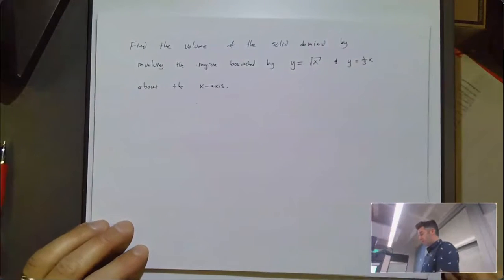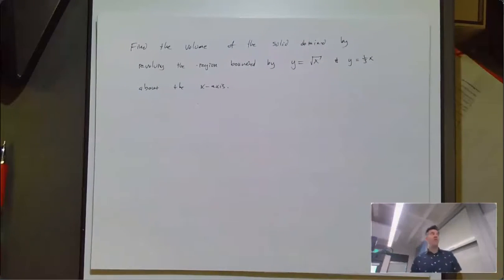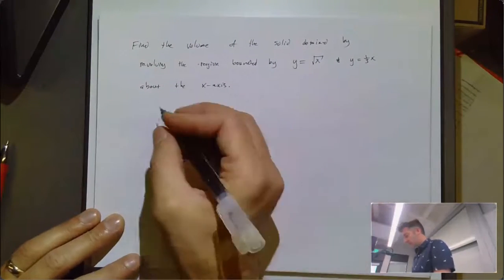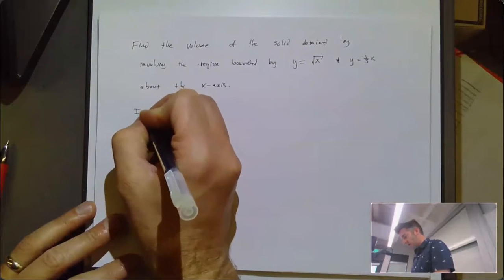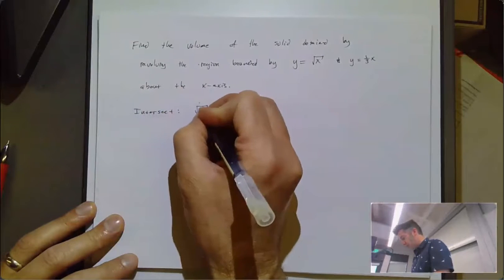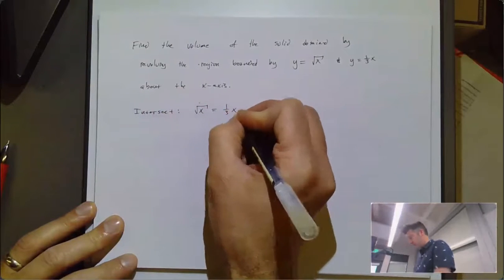You don't have to draw the region. Let's see if we can do this without drawing the region, and then we'll come back to it. So I want to find the points of intersection. So these intersect when, well, let's set them equal to each other. Square root of x equals 1/3 x.